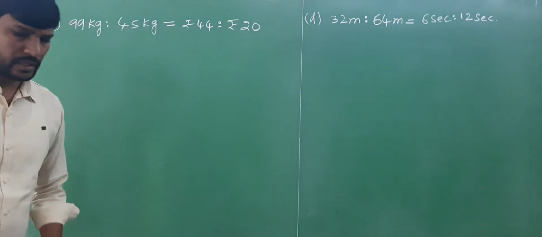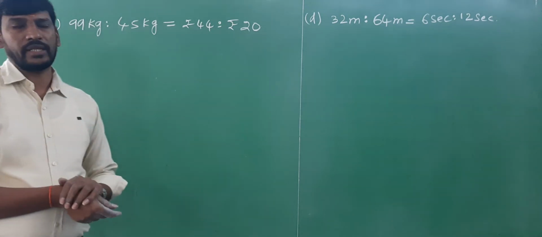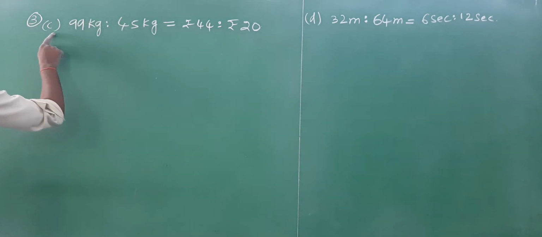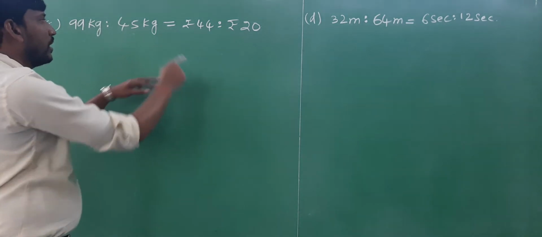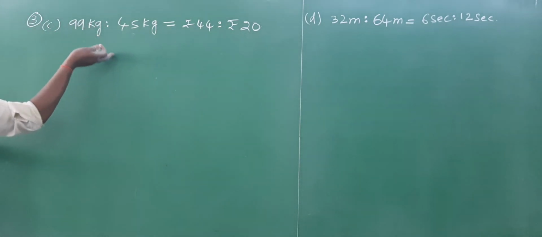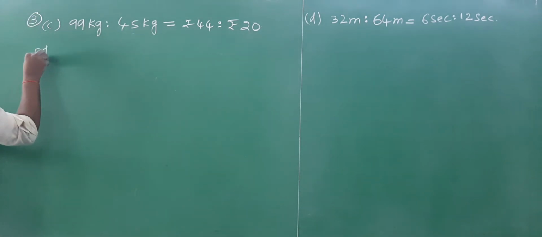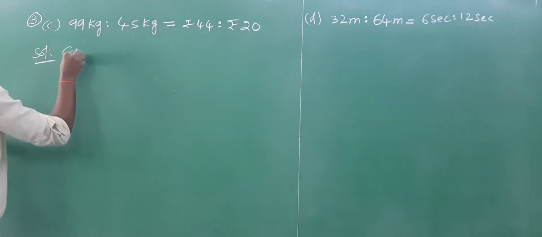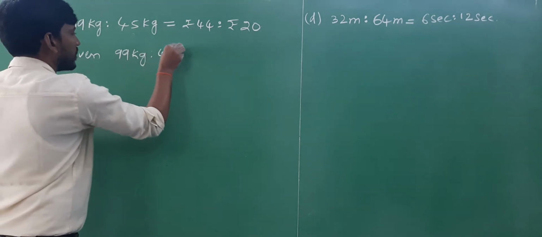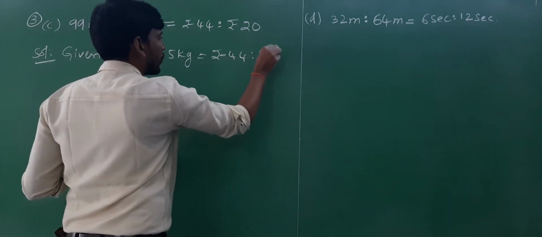Children, question number 3 is also the same as question number 2. Whether the given statement is true or not, they are asking. Right? So in the third question, 99 kg is to 45 kg is equal to rupees 44 is to rupees 20. Now we need to find out the simplest form of these two ratios, whether these two are equal or not. Now children, given 99 kg is to 45 kg is equal to rupees 44 is to rupees 20.